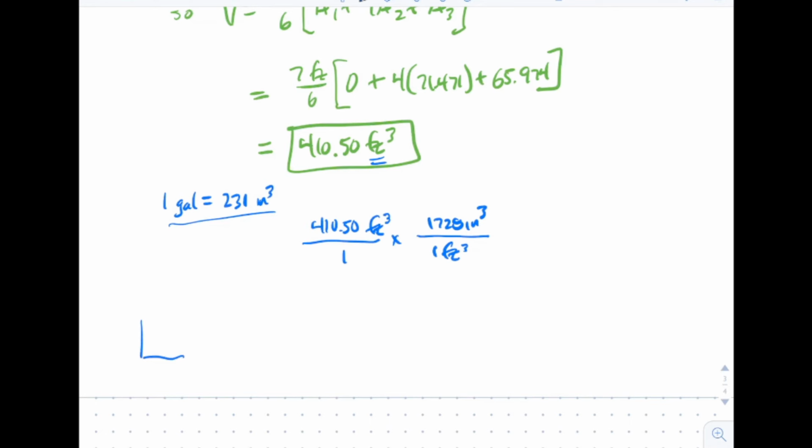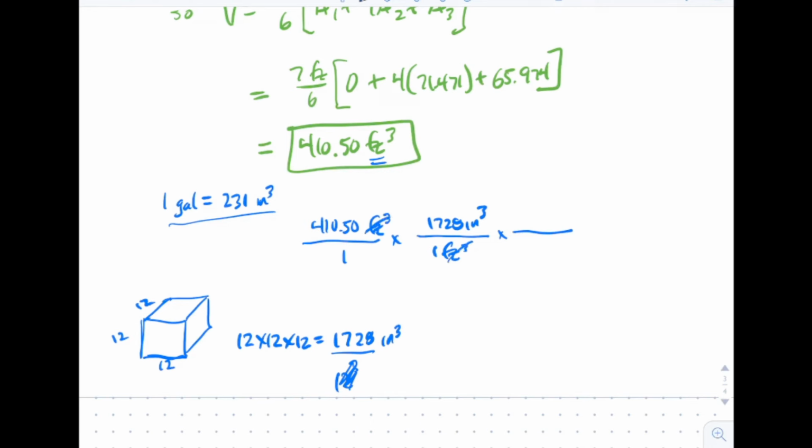Where the heck did I get that? Well, because if you have a foot by a foot by a foot, that's what a cubic foot is, right? It would be 12 inches this way, 12 inches this way, 12 inches this way. And so 12 times 12 times 12 is 1728 cubic inches. You could also have just said, oh, it's 12 cubed. So I just turned my cubic feet into cubic inches, and then I can make my gallons by saying 1 gallon is 231 cubic inches, right? That crosses out the cubic inches.